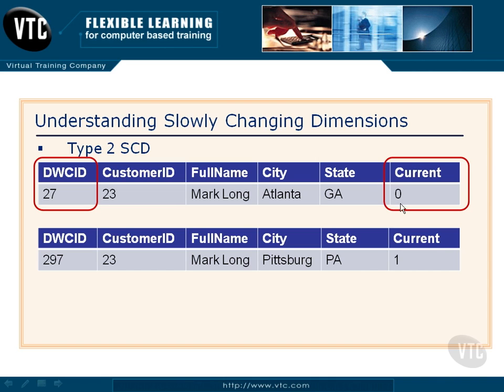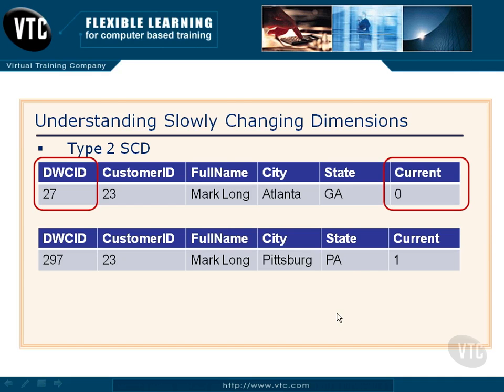Now, I will have to change my queries to make sure that I'm pulling current data or I'm pulling historical data to see what's going on, or I can pull both, right? I can just leave this out and it'll pull both, but it will report them differently because it's going to find a match for me in both Atlanta and Pittsburgh.